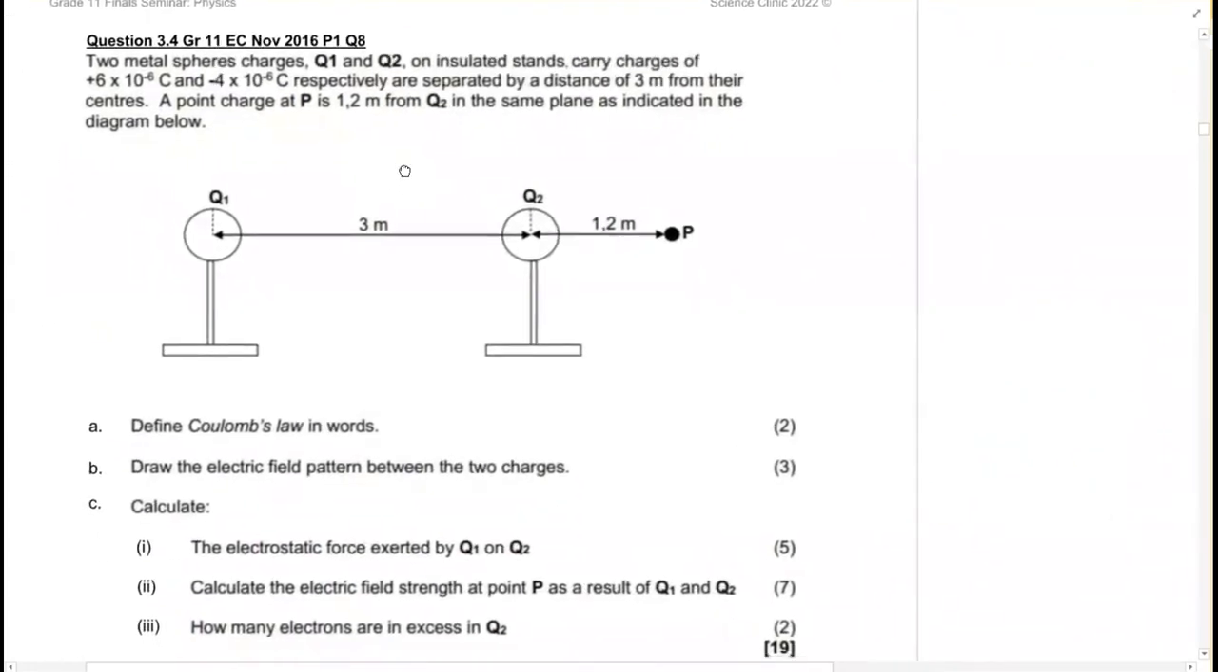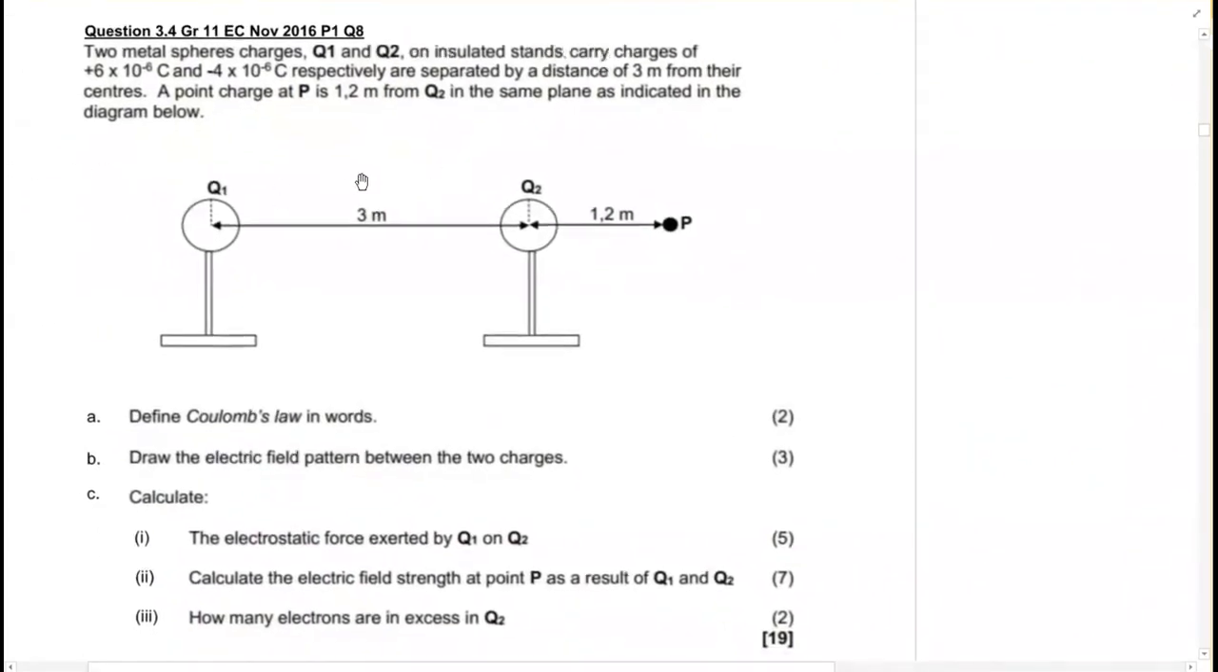So 3.4. 2 metal spheres, Q1 and Q2, on insulated stands carry charges of 6 microcoulombs and minus 4 microcoulombs, respectively, and are separated by a distance of 3 meters from their centers. A point charge at P is 1.2 meters from Q2 in the same plane as indicated in the diagram below. So our P is sitting here towards the right. Okay, we've got another definition of Coulomb's law. I'm going to ignore that one.